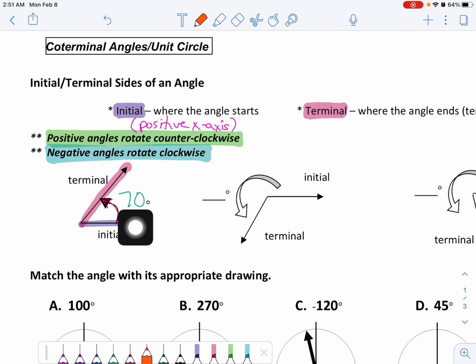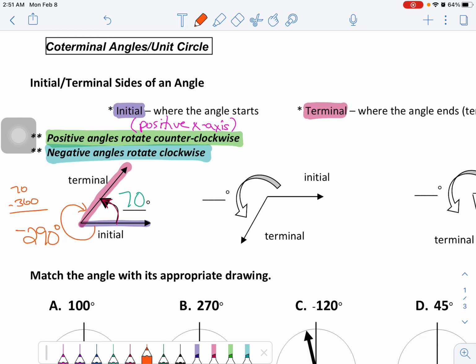Now, what's going to happen here is if we've got a 70-degree angle, that's the positive rotation. You could also measure this in the clockwise rotation, and that would be negative 290 degrees. Now, how did I get 290? I took 70 minus 360, because there's 360 degrees in a circle, or in a full rotation. So 360, and I took 70 minus that amount.